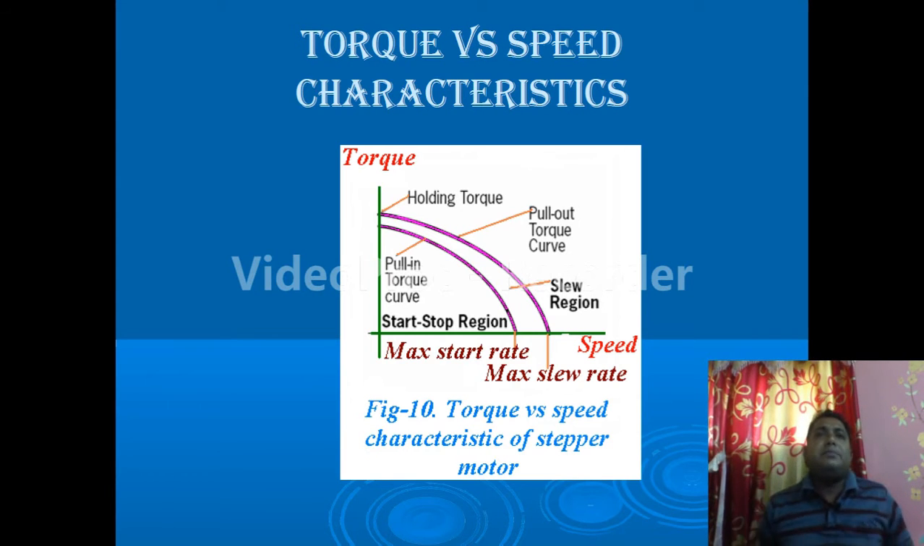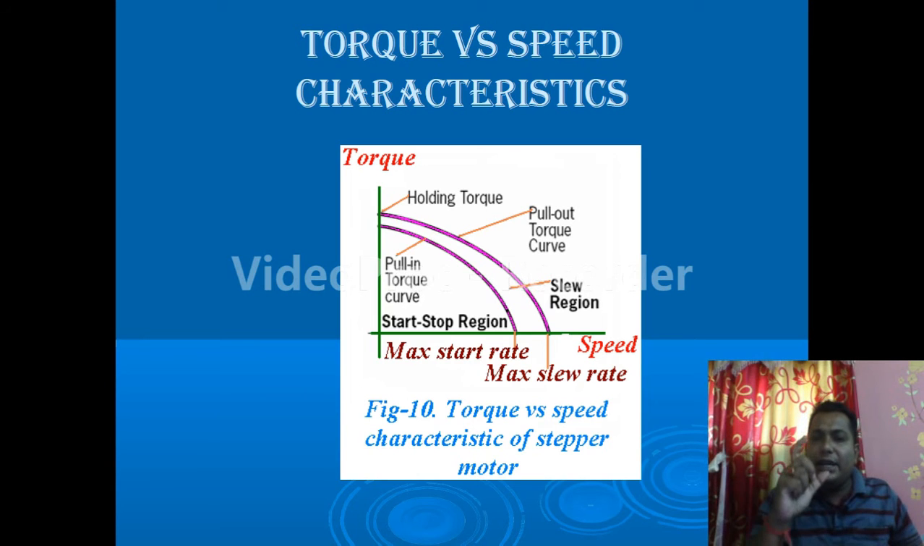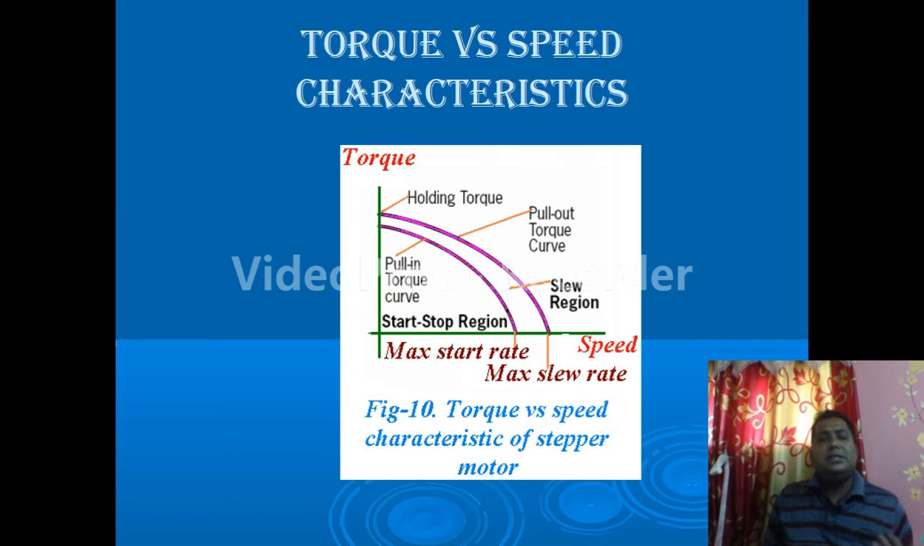That means before it achieves any speed, it has a very high torque, and when it starts, the torque is reduced. A very high force is generated over the rotor, and due to that force the rotor starts rotating in steps. At that time the torque value is definitely going to decrease. That's why, with the increasing value of speed, the torque is going to decrease.